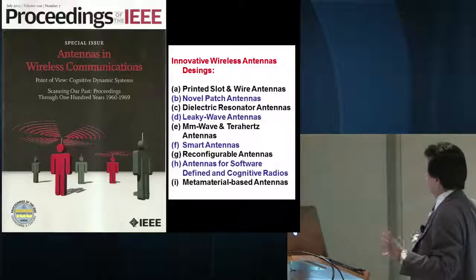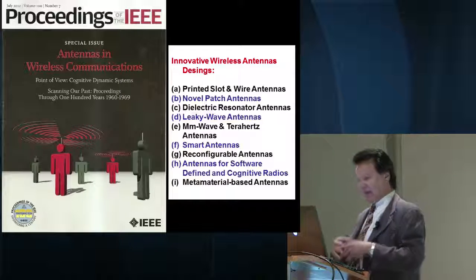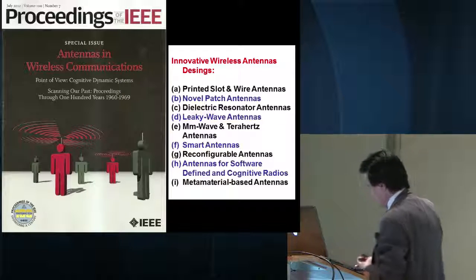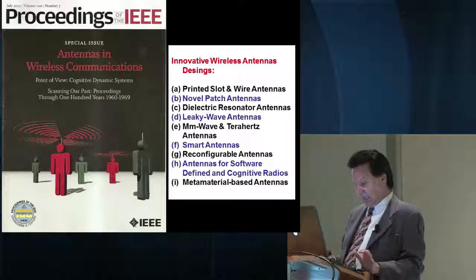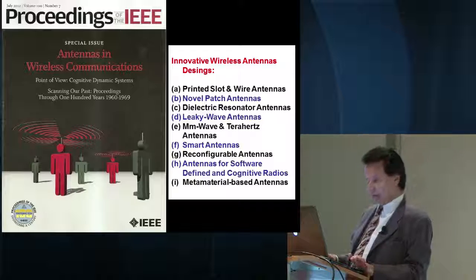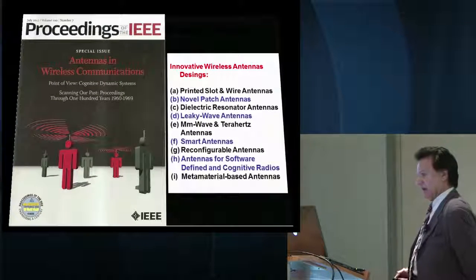So the next story is innovative wireless antennas. Now that we have the framework of the capabilities, now that we have the framework of optimization, how would we use them to solve some interesting problem for the communication application in particular? For example, I'll just give you a design.